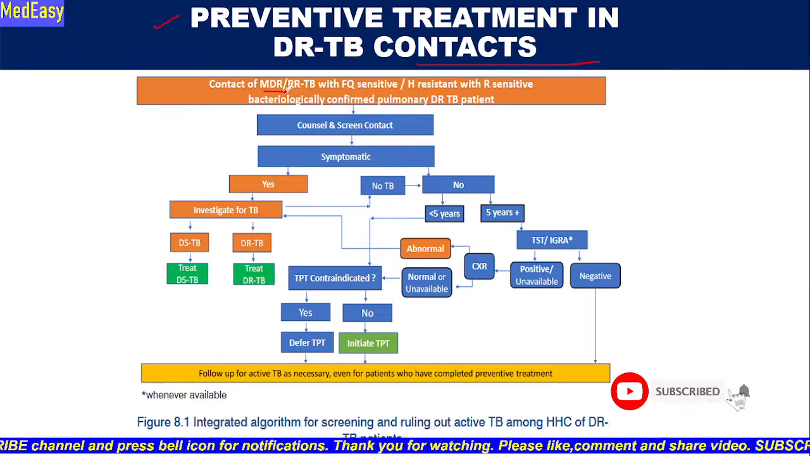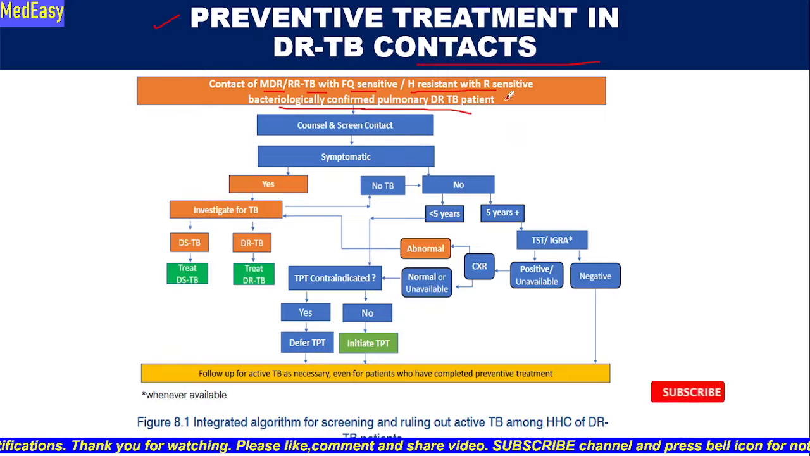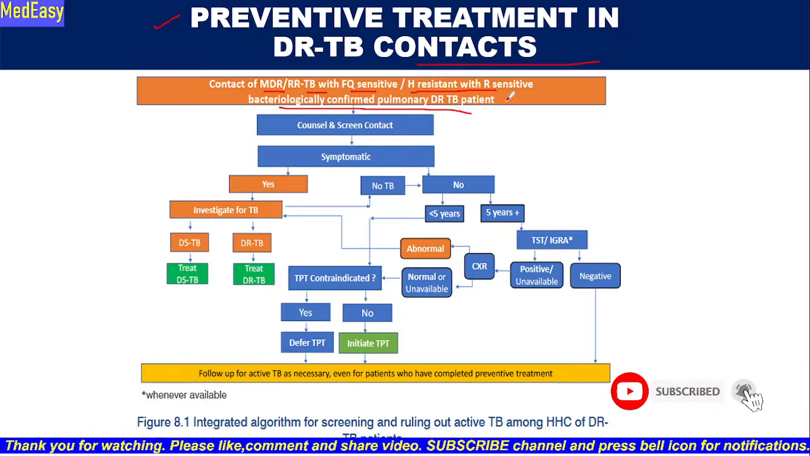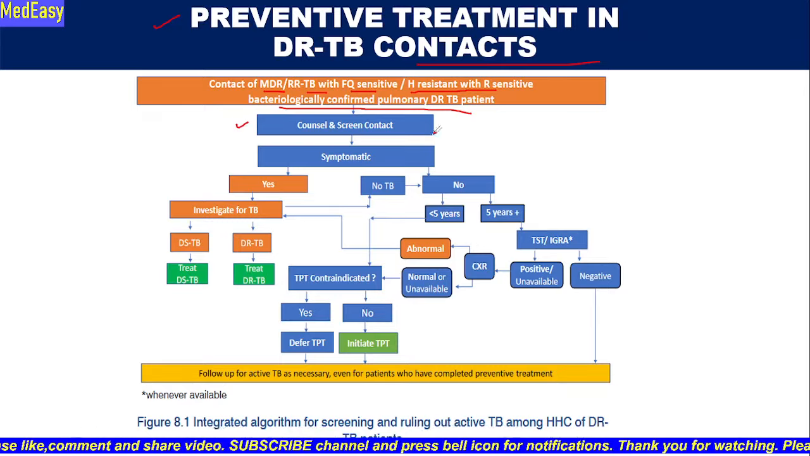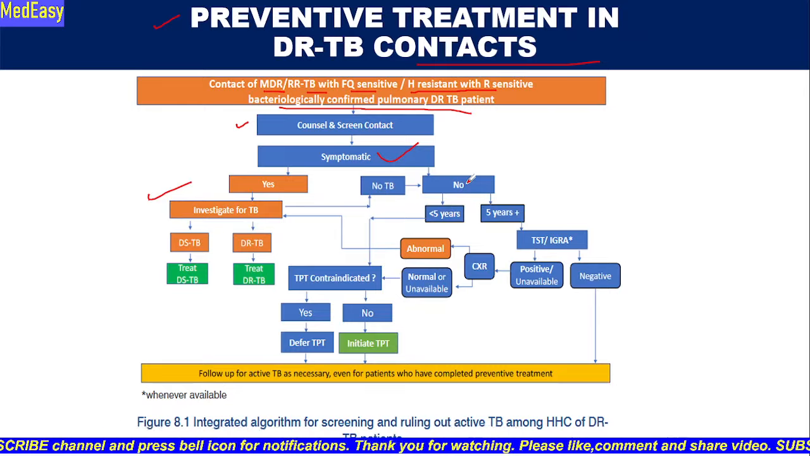Cases of MDR-TB or RR-TB with fluoroquinolone sensitive, H-resistant cases with R-sensitive bacteriologically confirmed pulmonary DR-TB patients. For these patients, contacts or family members will be provided preventive treatment. How will we do it? We will first counsel and screen the contacts, and if they are symptomatic, then we have to obviously rule out active tuberculosis. If they are not symptomatic, then we will look at the age of the contact.